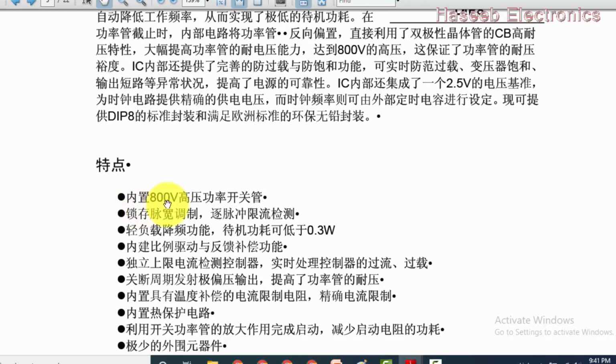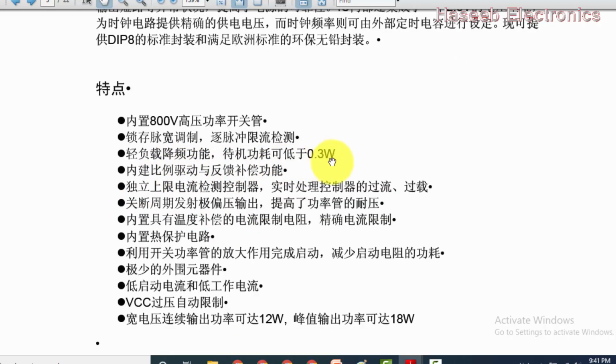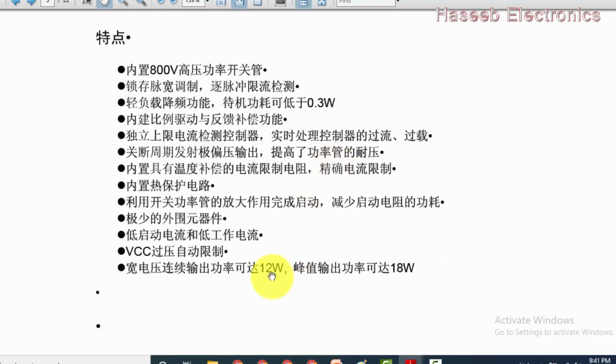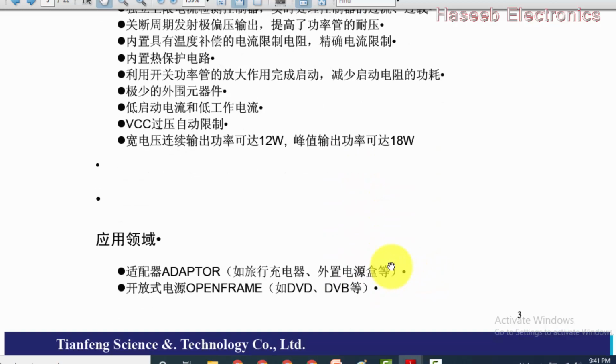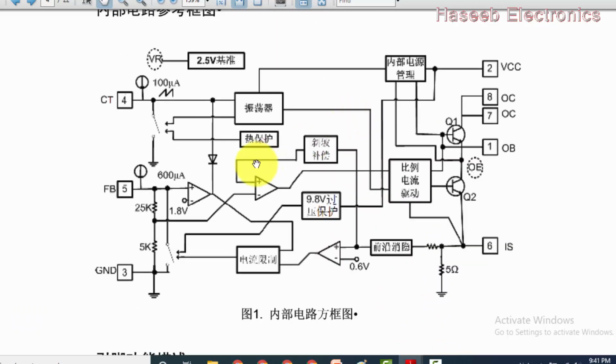It has a built-in 800 volt high performance MOSFET, minimum power dissipation 0.3 watt at 12 watt regular power. In extreme conditions, it can go up to 18 watt. So here it has a switch. We apply the OB bootstrap voltage at this pin. From this pin, it will take the reference for the startup switch.